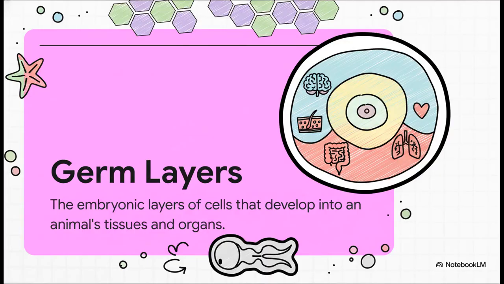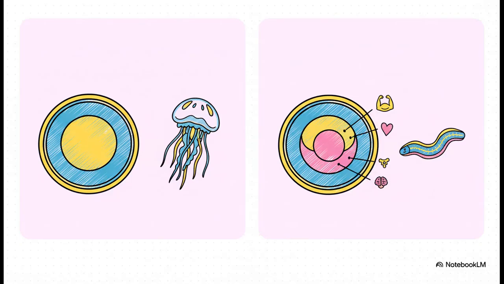All right, let's rewind all the way back to the very beginning of an animal's life, to the embryo. Another key design feature is how many layers of cells an embryo has. These so-called germ layers are basically the raw materials, the foundational stuff from which every tissue and organ in the body is built. So simpler animals, like jellyfish, are what we call diploblastic. They only have 2 layers, an outer one and an inner one.